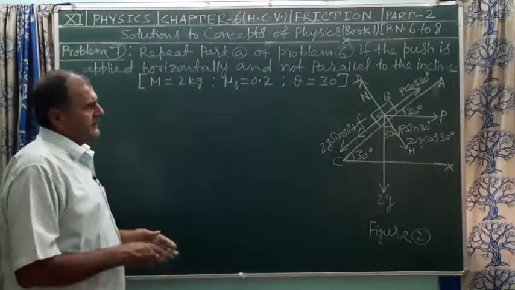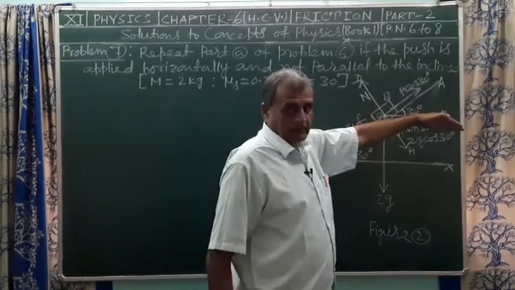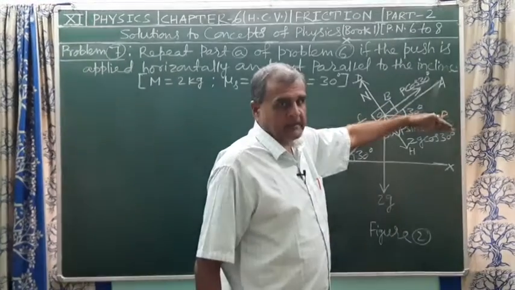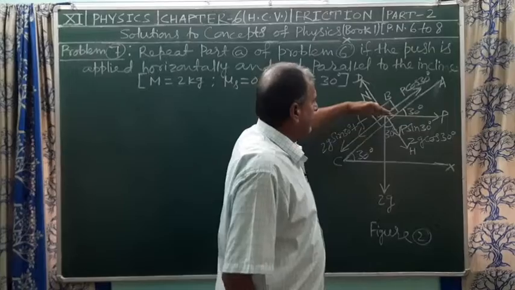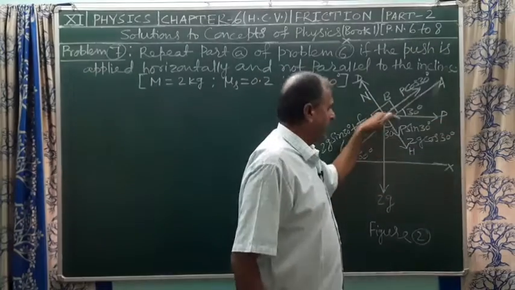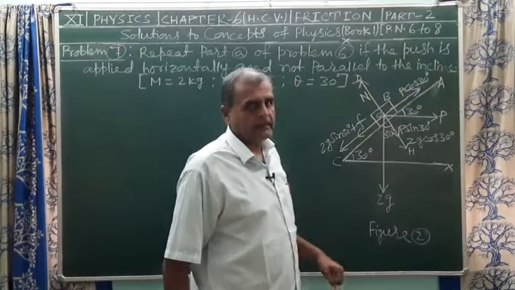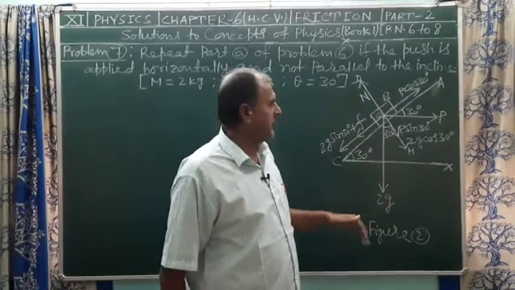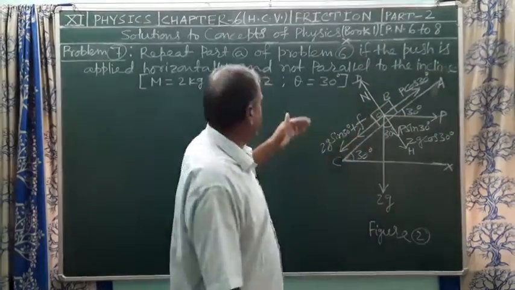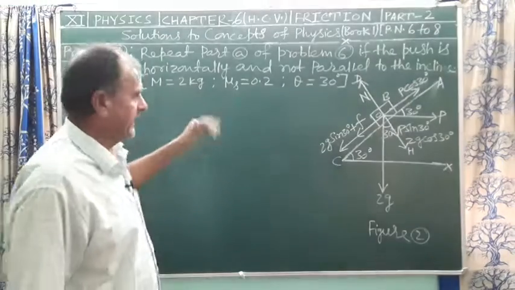But in this case, suppose the force is P, which is applied along the horizontal, that is parallel to the horizontal surface, not upward along the inclined plane. This is the difference between this problem number 7 and the previous problem 6.